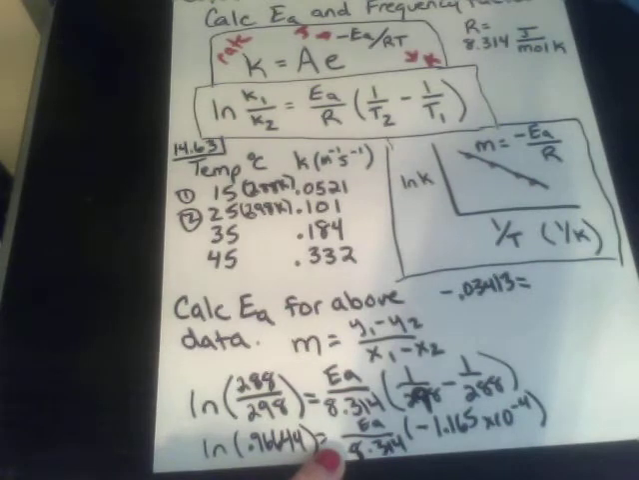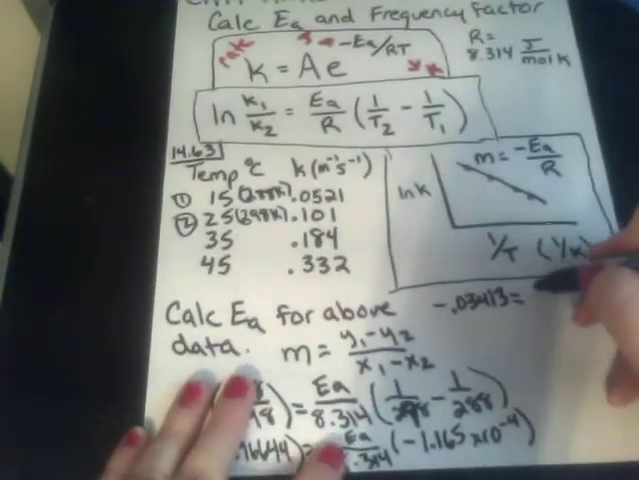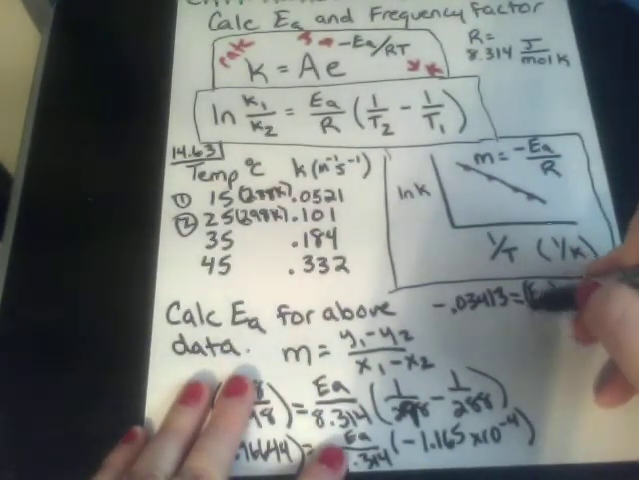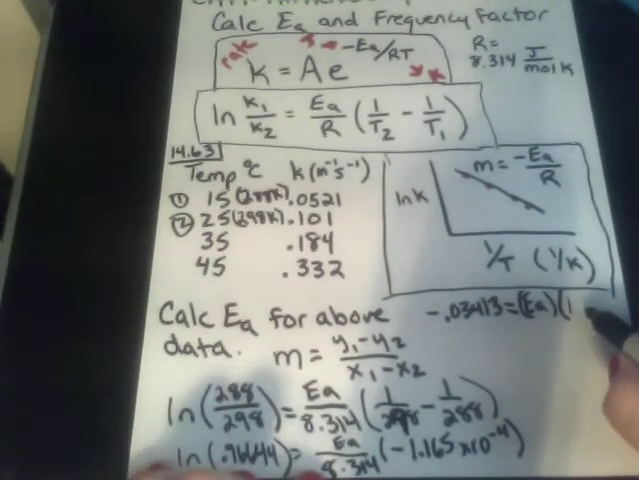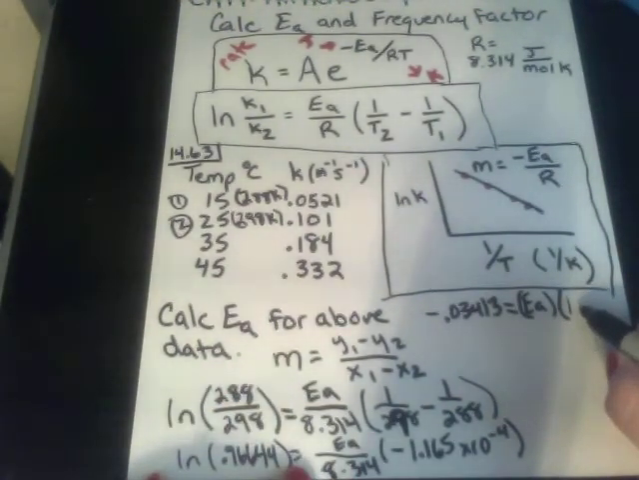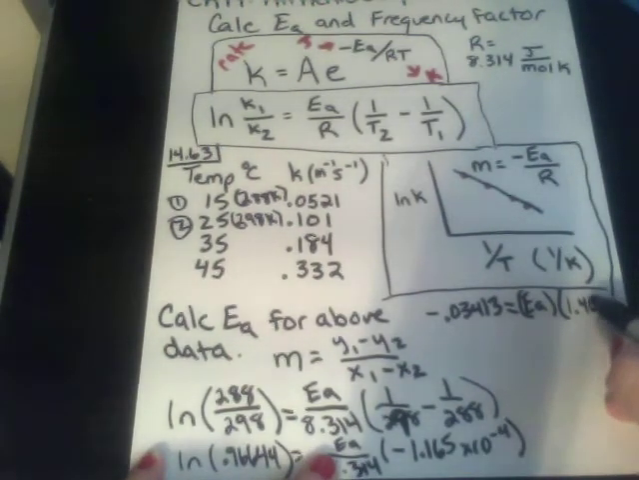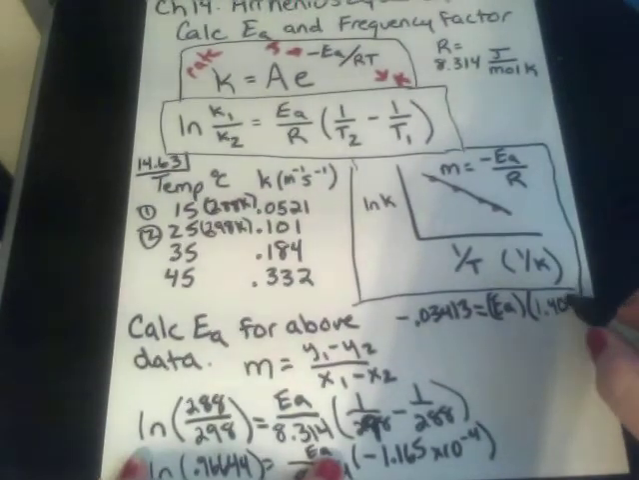Oh, hold on. I'm doing this with a computer scientific calculator, which is not exactly the most convenient. So I'm going to divide it by 8.314. Okay, so I get my E sub A is times 1.14 negative 1.401 times 10 to the negative 5.